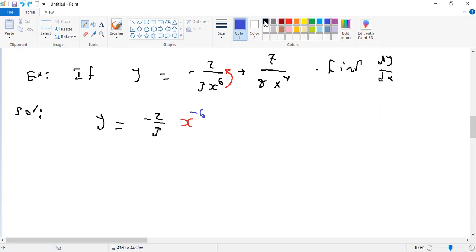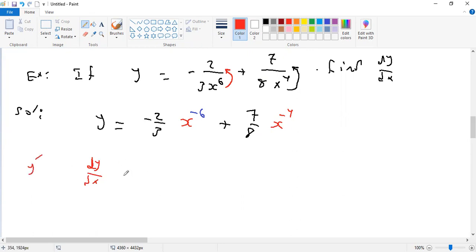Okay. Now, after this one, I have here a plus, the k being 7 over 8. And what about x? This is over x, so I have to write it up again. So up will be x, and this 4 will be negative 4. Now that we have the sum, the first one is negative 2 over 3 x to the power negative 6, plus 7 over 8 x to the power negative 4. So how do we find the derivative now, the dy/dx? The dy/dx or y prime, this is up to you.